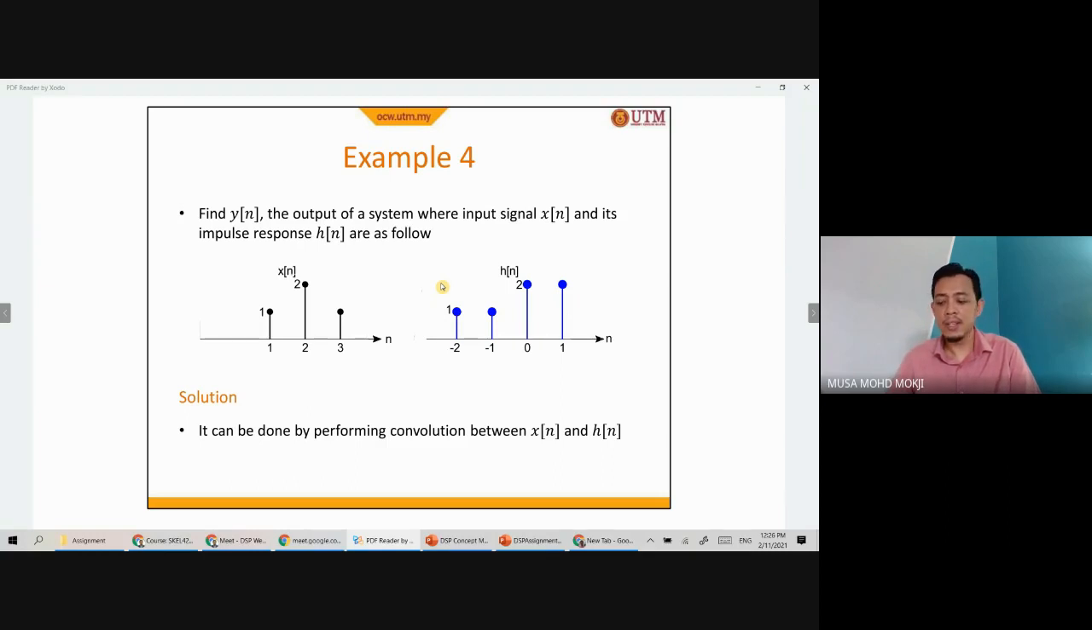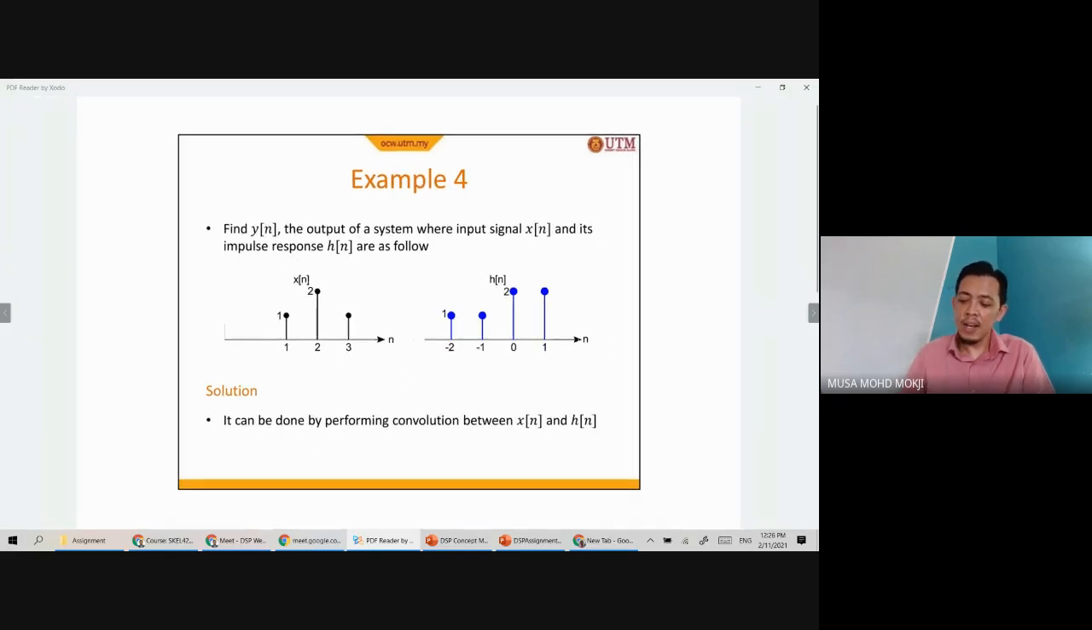So again, convolution is actually the process in the LTI system. If it's not an LTI system, we're not calling it convolution. That's another process. Because a system must consist of input, output, and a process, and that process is called convolution. Okay, let's do this simple example. Find Yn, the output of a system, where the input signal Xn and its impulse response are as follows. So we have Xn, and we have the impulse response. What is the impulse response? The impulse response is representing a system.